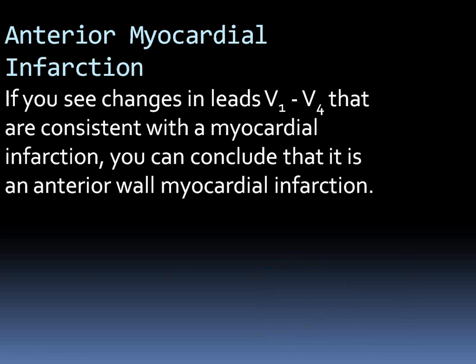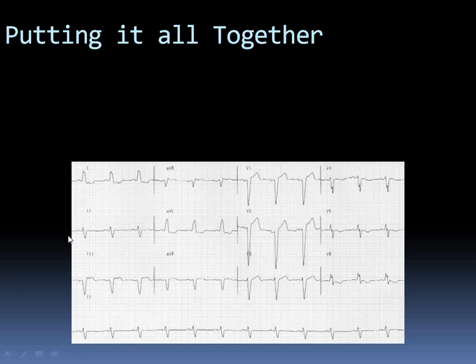If you see changes in leads V1 to V4 that are consistent with a myocardial infarction, and what is that? It means that they are consistent with at least 1 millimeter of ST elevation in 2 consecutive leads. You can conclude that it is an anterior wall myocardial infarction because V1 to V4 lie on the anterior part of the heart. As you can see over here, there is elevation in V1, there is elevation in V2, and there is elevation in V3. So this is the anterior part of the heart.